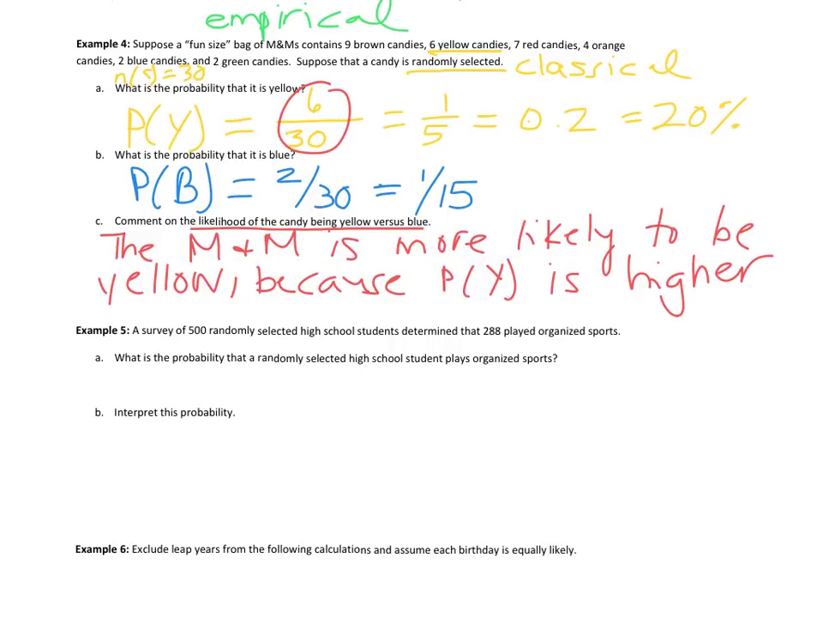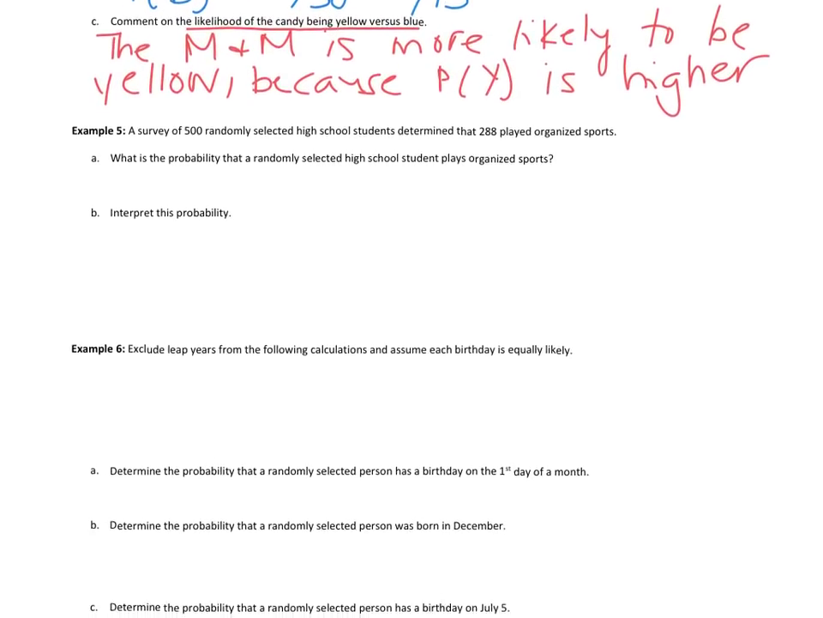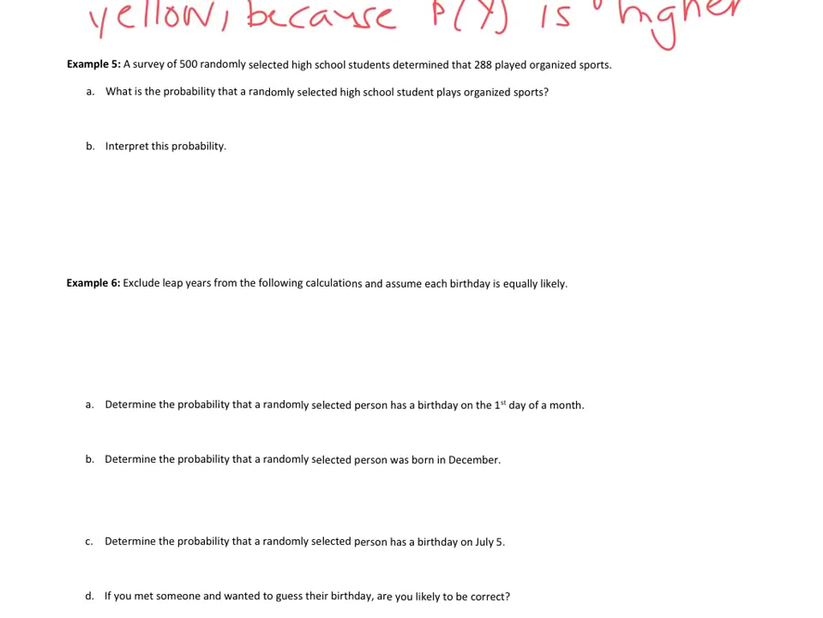All right, let's continue on. So now we have an empirical study. We have that a survey of 500 randomly selected high school students determined that 288 played organized sports. So what is the probability that a randomly selected high school student plays organized sports?